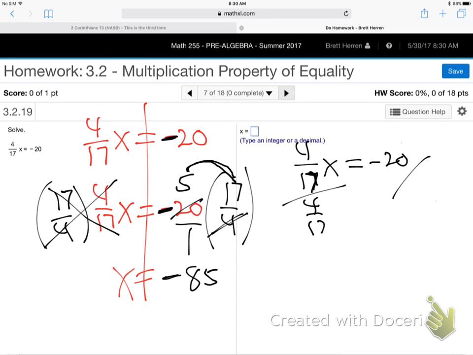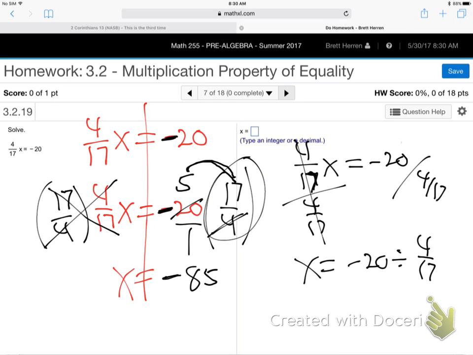Can't you just divide both sides by 4, something like that? Yeah, you can. You're right. That's another way, which is a little more complex, but it's true. Because then that's negative 20 divided by 4 over 17, and then what do you do with divide? Flip. So I just went straight to the flip. But you're totally right.